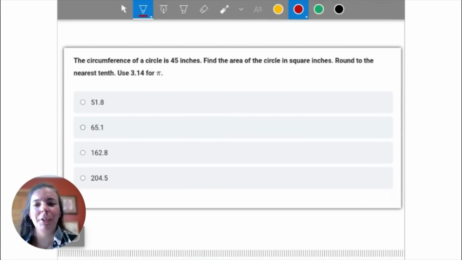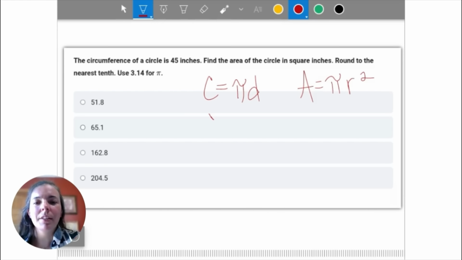And here's a circle question. The circumference of a circle is 45 inches. Find the area of the circle in square inches, round to the nearest tenth, and use 3.14 for pi. So 2 formulas we want to know for circles here in geometry. Circumference equals pi times diameter, and area equals pi times the radius squared. So you may have also seen circumference as 2 pi r, 2 pi times the radius. Both of these are the same. You can choose which one you like, or depending on the question, one might be more helpful.